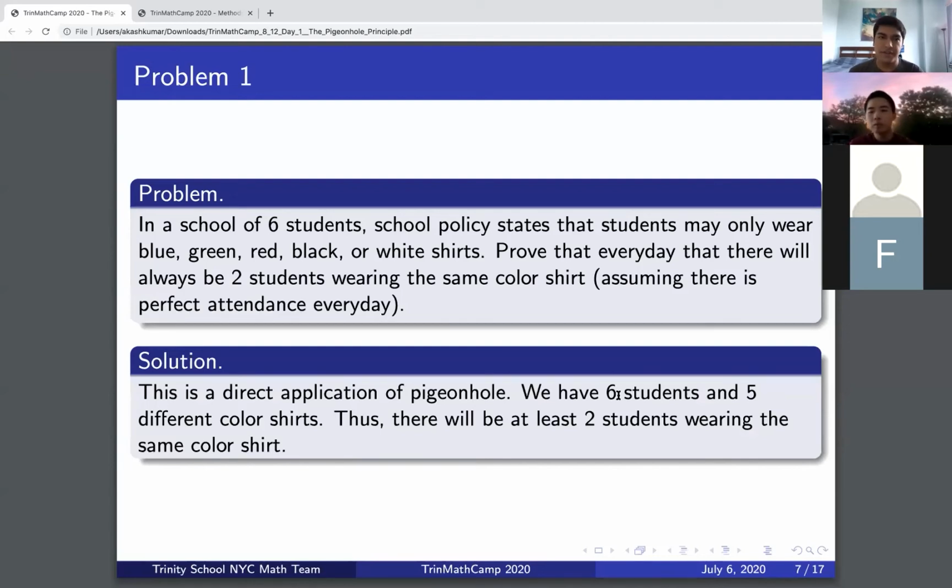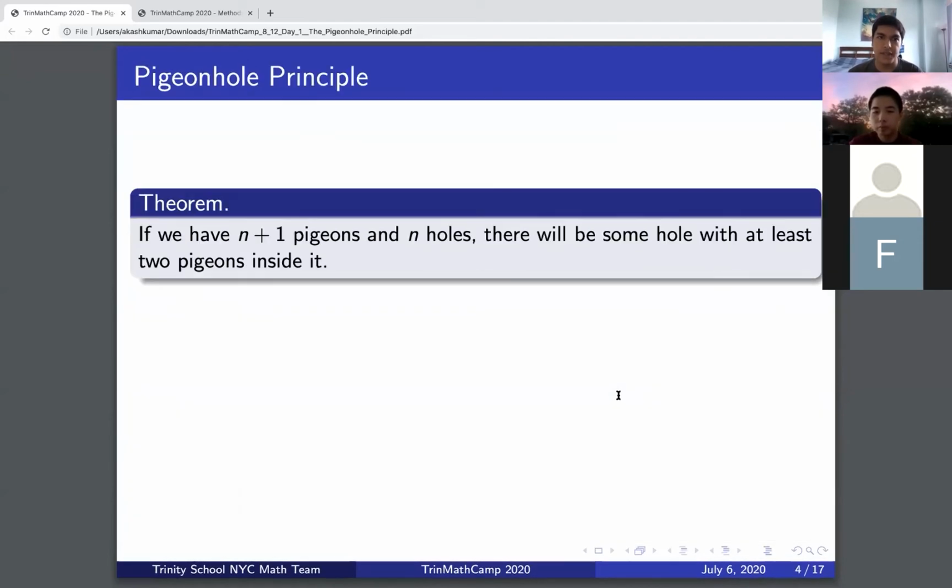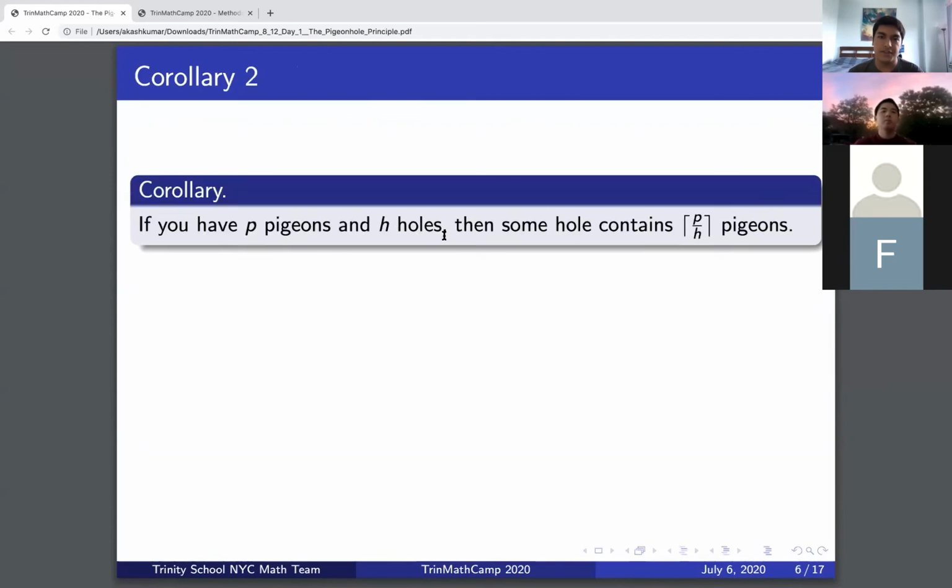So this is kind of like the first statement. I'll just flip back really quickly. This is like if you have n+1 students and n colored shirts, then there's going to be 2 people wearing the same colored shirt.